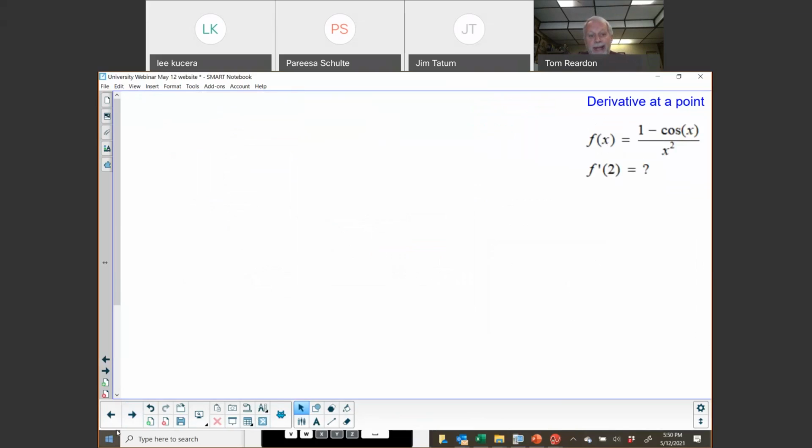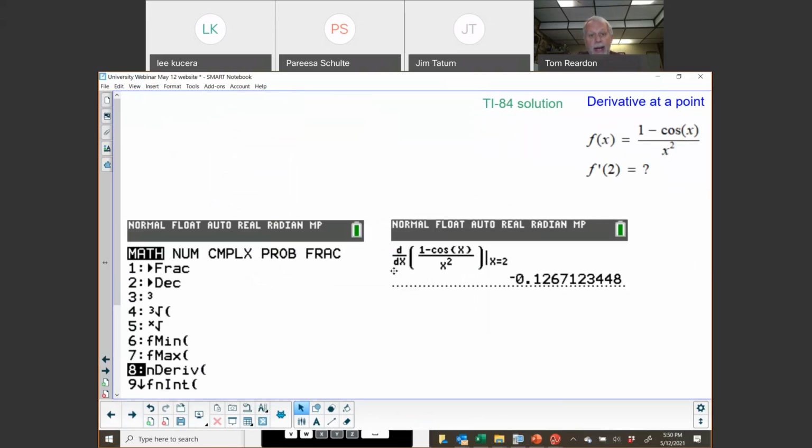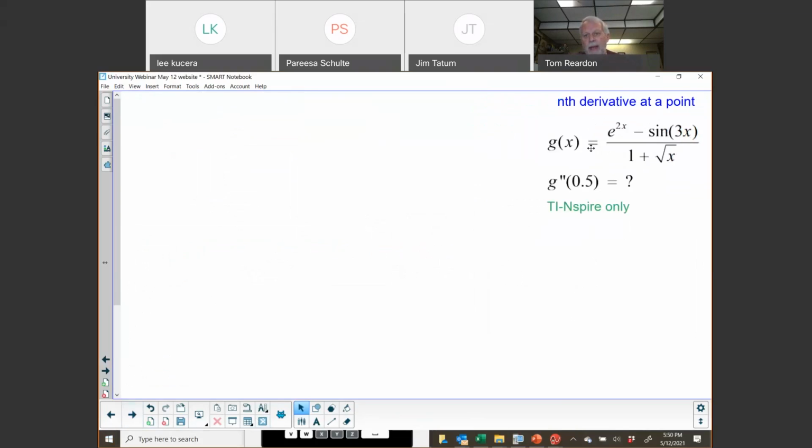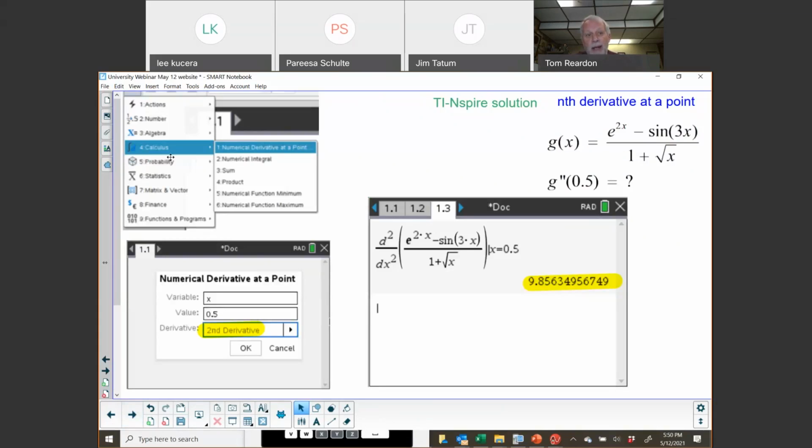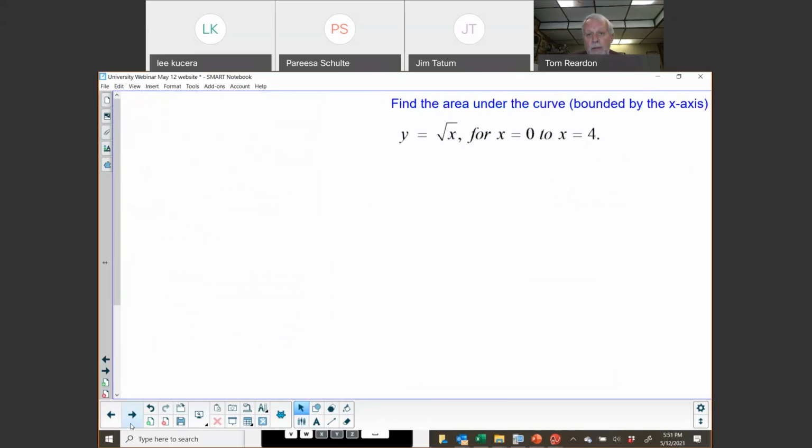Another derivative at a point can get a little more complicated. Again, take the derivative and evaluate at x equals 2. This would not be easily done by hand, but should be able to be done. And then here are even nth derivatives, and I'm just going to illustrate on the TI-Nspire non-CAS, numerical derivative at a point. Type in the variable, what you're evaluating it at, and which derivative, in this case the second derivative. It has a nice Leibniz notation again. This would not be one it would be nice to do by hand, that's for sure, but just making sure you're aware of the power that's there.